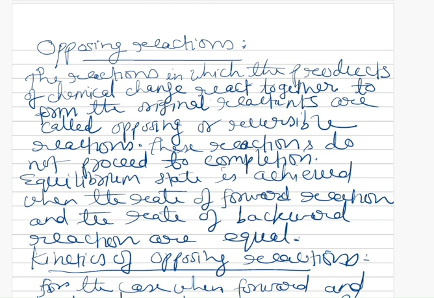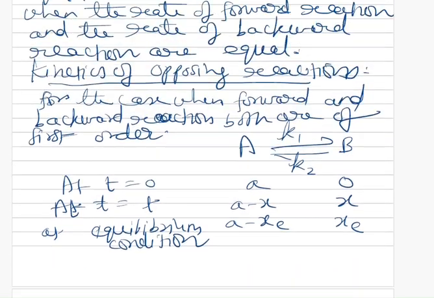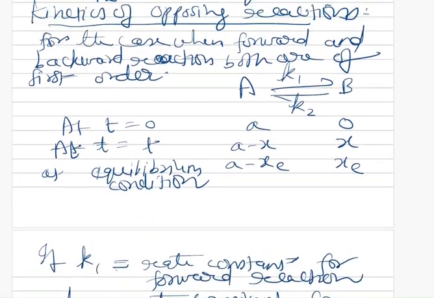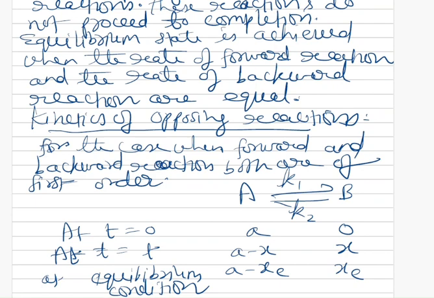So they do not go to completion, and the equilibrium state is achieved when the rate of the forward reaction and the rate of backward reaction both are equal.